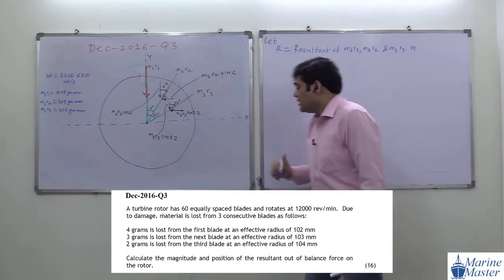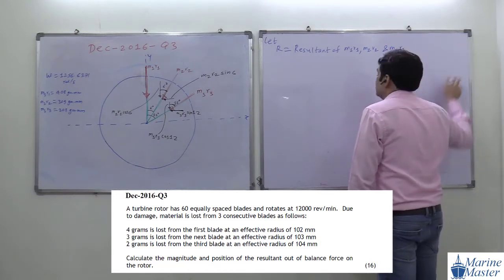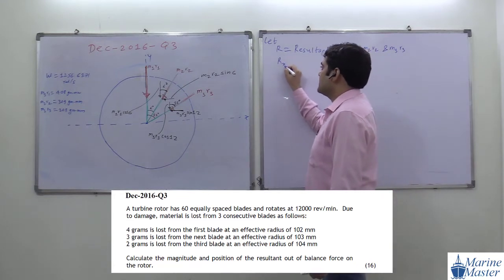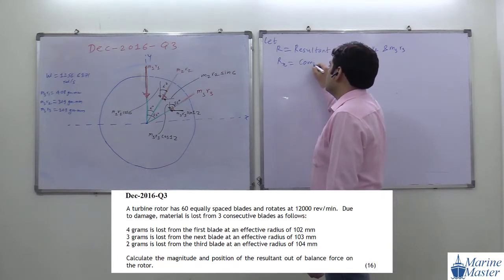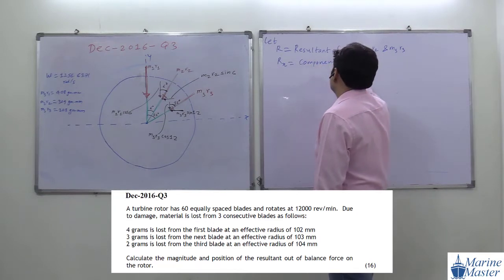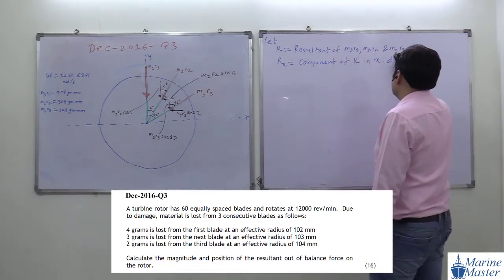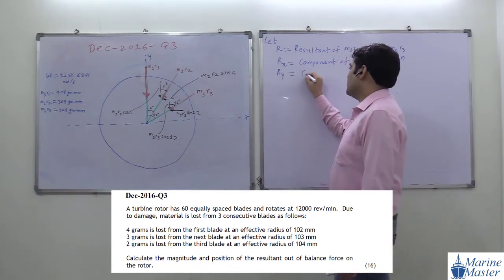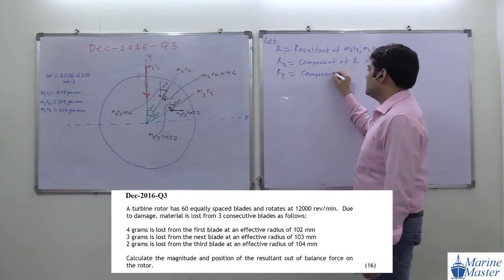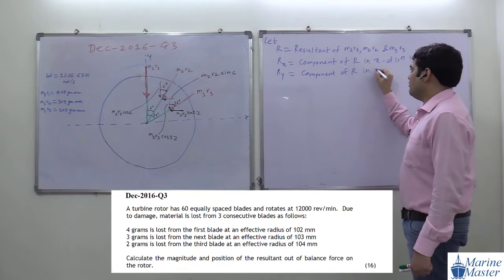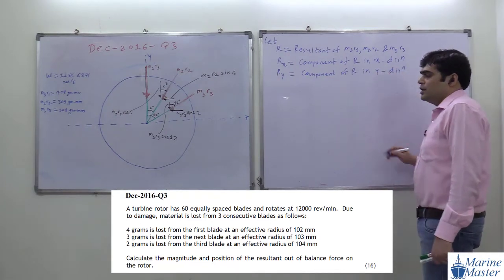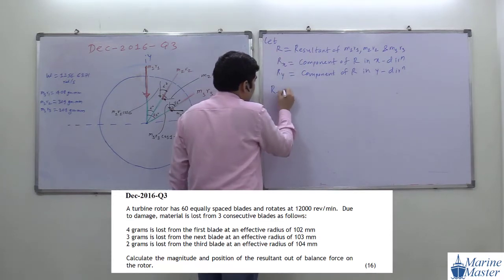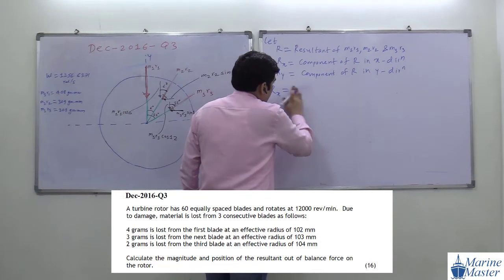What will be the unit of R here? I am not writing the unit here because I will explain it to you. Then Rx will be what? Component of R in the X direction. And Ry is the component of R in the Y direction. Okay, good. So now how to get Rx? What is meant by Rx? Summation of forces in what? This symbol is summation.